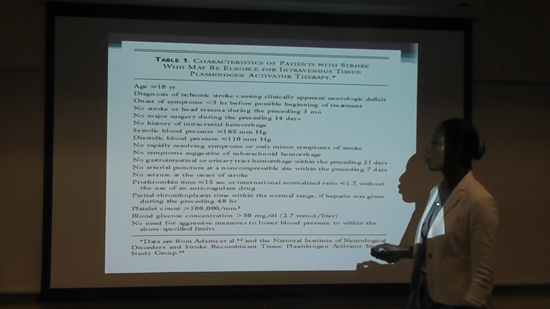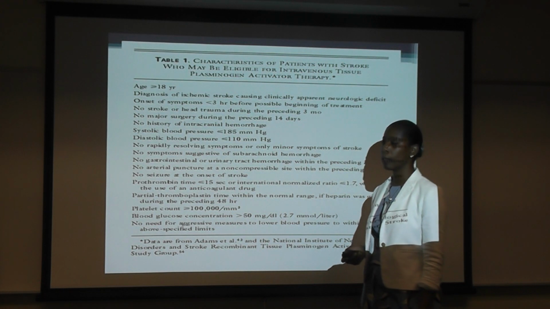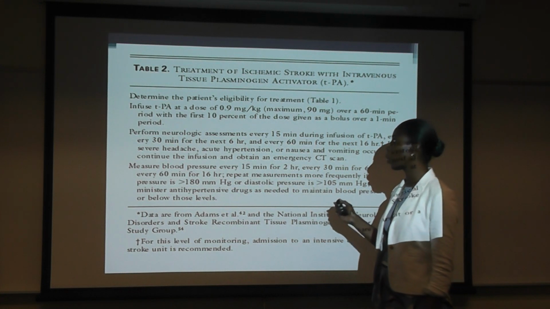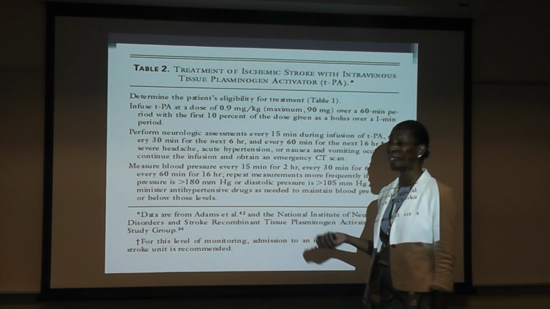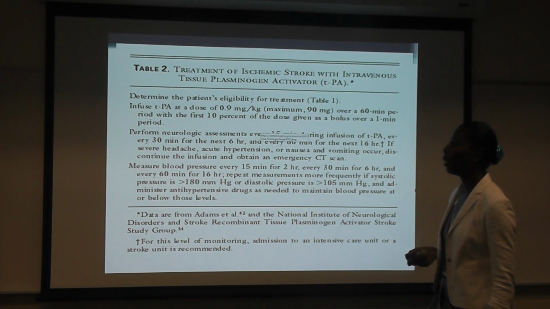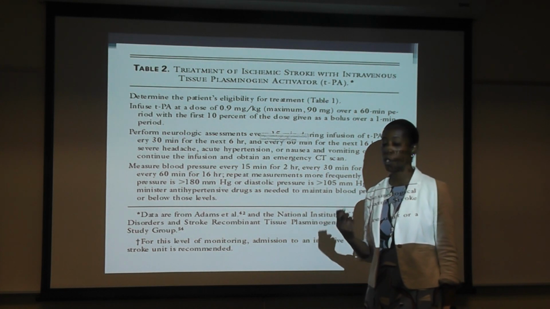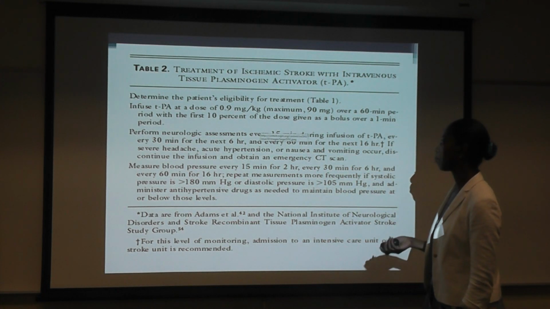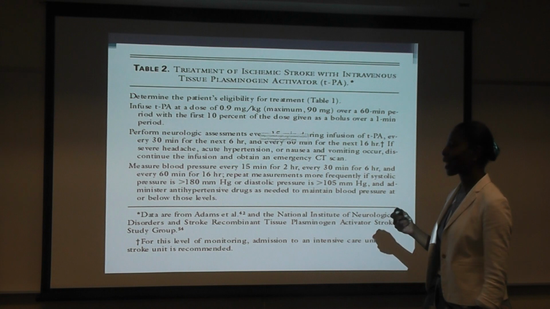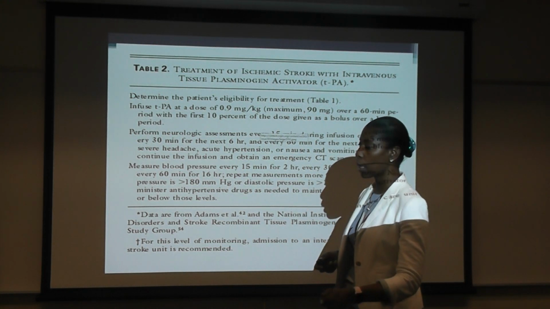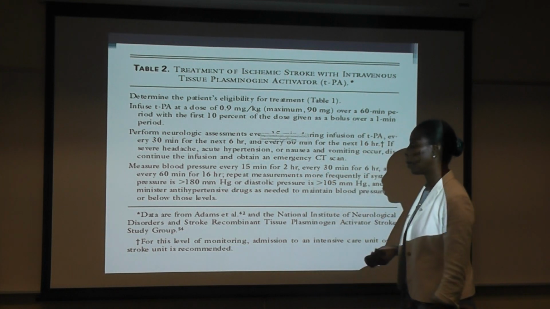These are the indications, I should say, for alteplase or TPA. The dose is usually 0.9 milligrams per kilogram. You can only give a maximum of 90. You will give it over a 60-minute period. Okay, the first 10%, not 60 minutes, but the first 10% is given over 1 minute, so it's a bolus, and the rest is given over that 60-minute period. Okay.